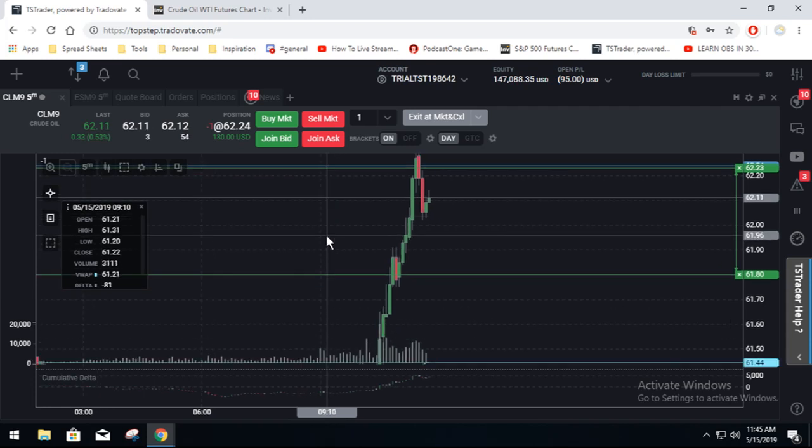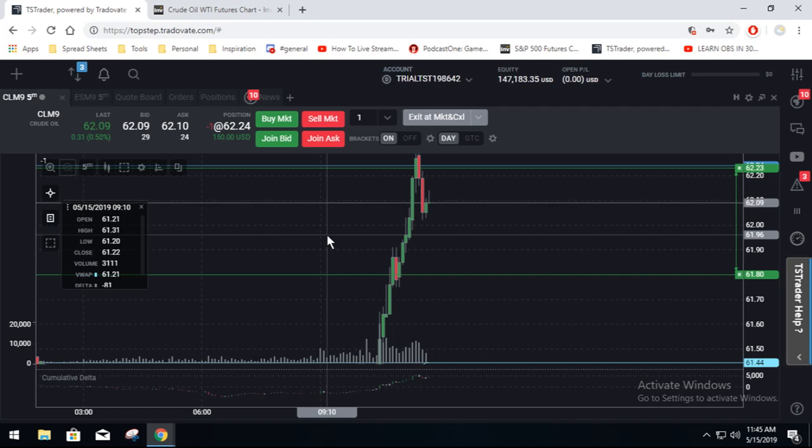Looking for this break of 62. If I do get stopped out on the oil with the market today. Rotation to the downside isn't that heavy as yet.